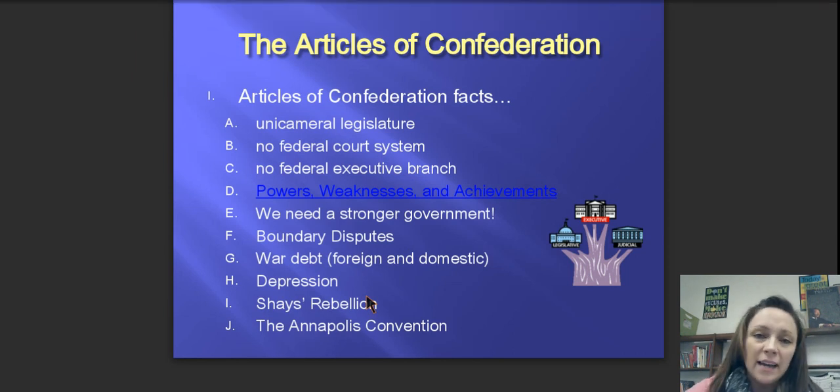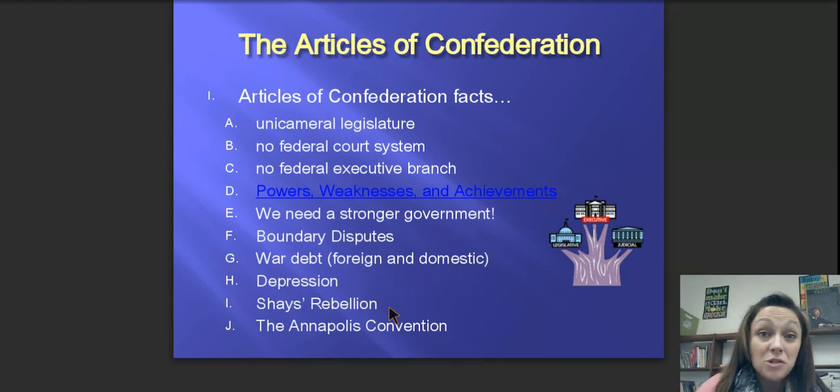Basically, there's this guy, his name is Daniel Shays, and he was a soldier in the Revolutionary War. He was promised a pension, and a pension is like a retirement. He, along with all the other soldiers that fought in the Revolutionary War, was promised this pension from the government. The government is going to give him a retirement check. If the government can't tax, the government can't raise revenue. If the government can't raise revenue, they have no money to pay the soldiers.